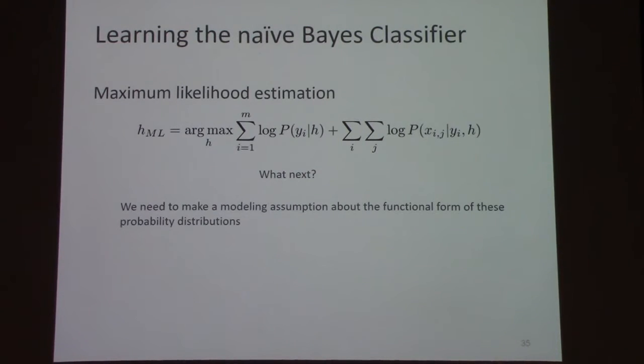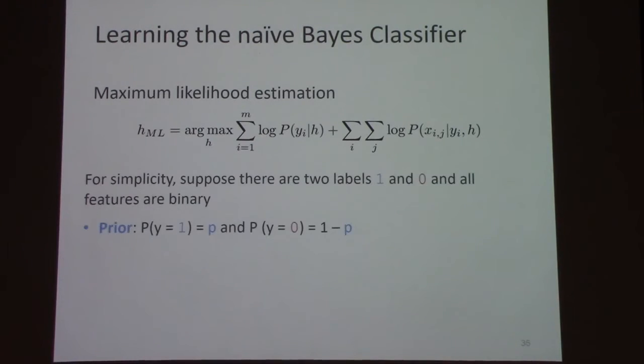There are two levels of modeling assumptions here. The first one is the naive Bayes assumption. We assume that each feature is conditionally independent of all other features given the label. The second one is the functional form of these probability distributions. Let's say that we are doing binary classification, so there are two labels, 0 and 1. And you can treat this as a coin toss, as a Bernoulli trial. Which means there's a coin, and the prior probability we care about is P of y equals 1, let's say that it's p. With probability p, even before you see an example, the label is 1.